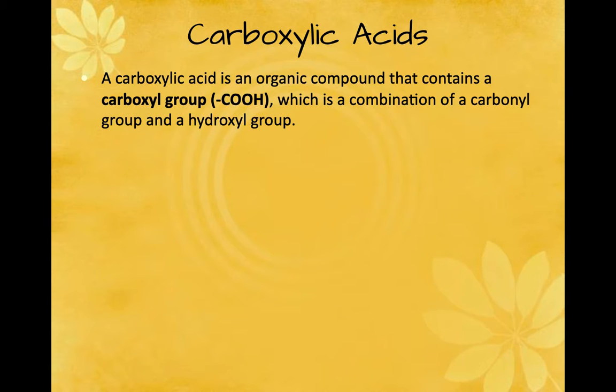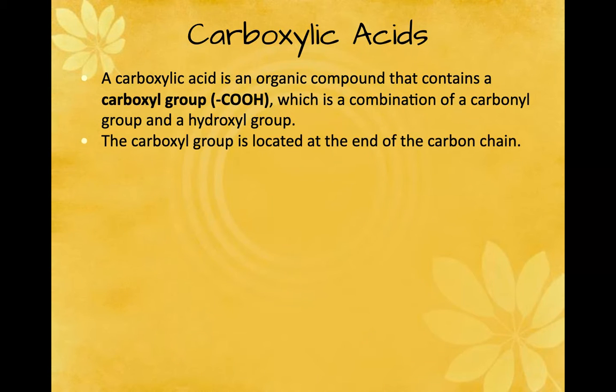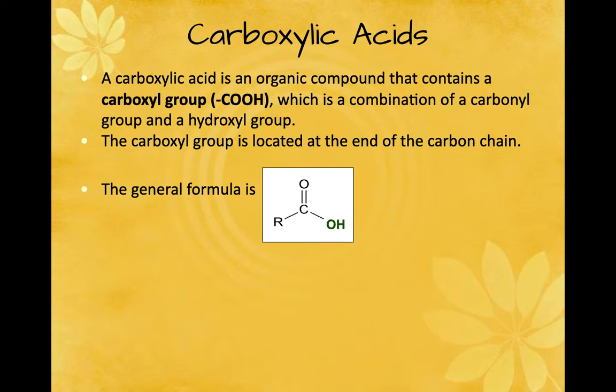So this is a type of organic compound that contains a carboxyl group, which is a combination of a carbonyl group and a hydroxyl group. The carboxyl group is located at the end of the carbon chain in a carboxylic acid. So this is the general formula where R represents a hydrocarbon chain, or it could just also be a hydrogen when it's only a single carbon carboxylic acid.